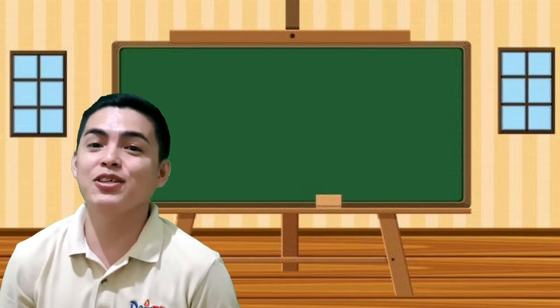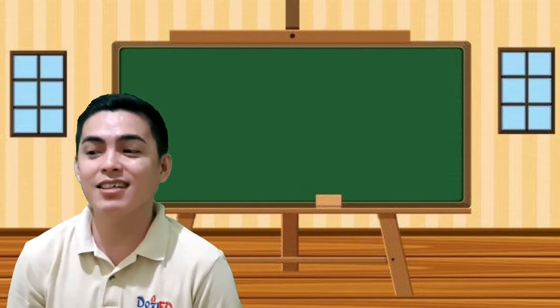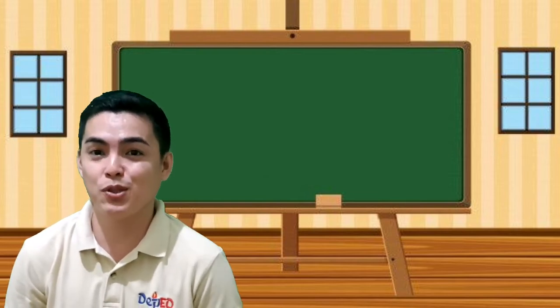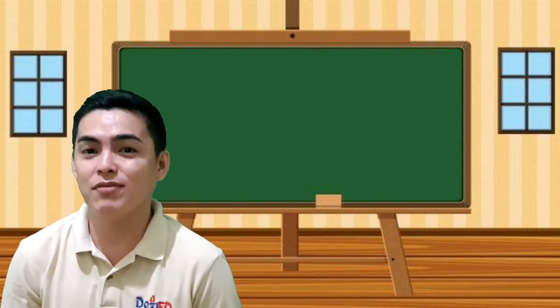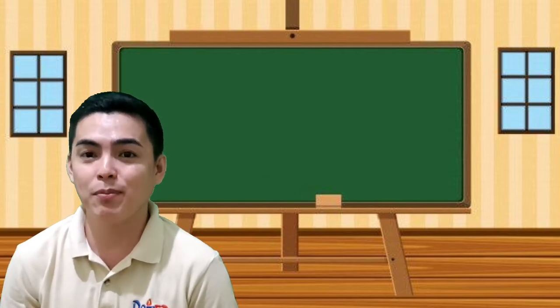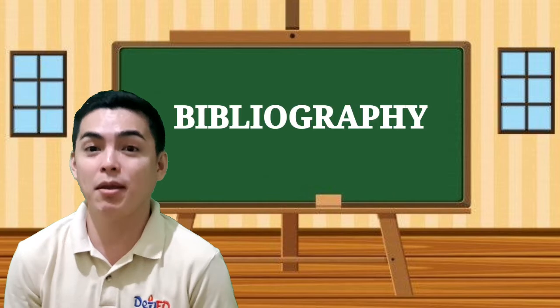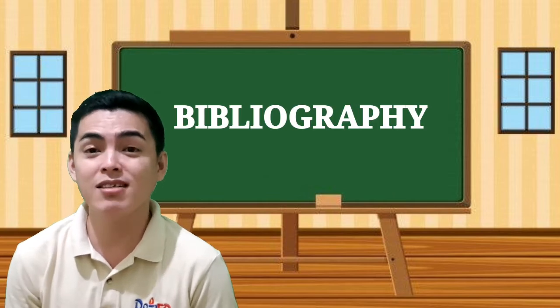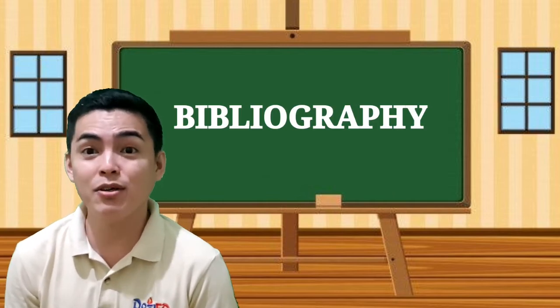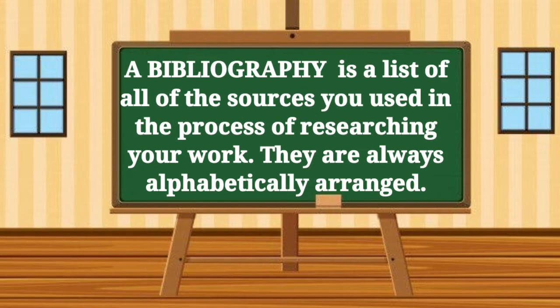One way of citing your sources is through creating a list on a separate page of your research paper. Usually, it can be found at the last page of the research paper. It is what we call a bibliography. The question is, what is a bibliography? A bibliography is a list of all of the sources you use in the process of researching your work. They are always alphabetically arranged.